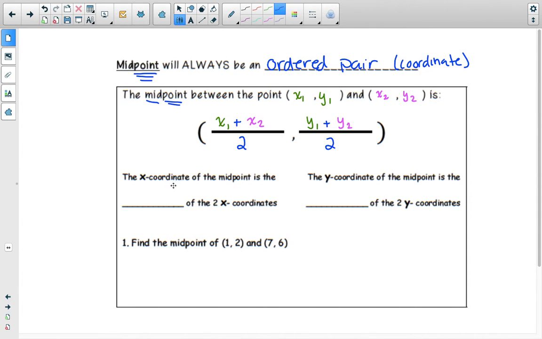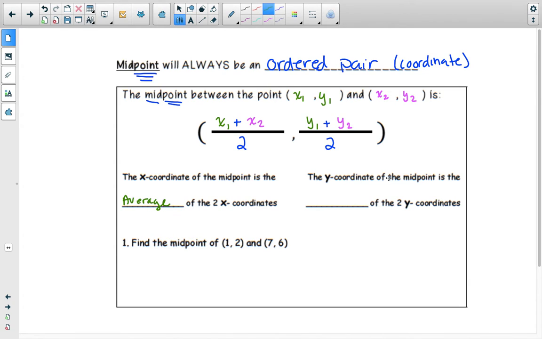Because the x coordinate of the midpoint is the average of the two x coordinates. Average is when you add all the values together and divide by how many there are. In this case, we have two x values, so we add both x values together and divide by how many there are, which is 2.